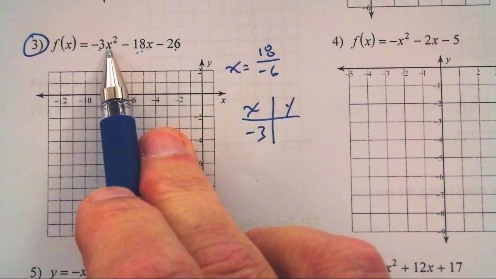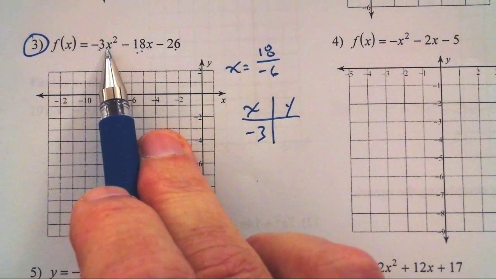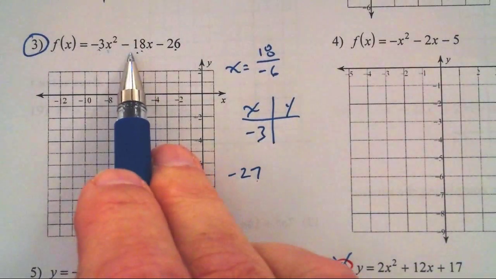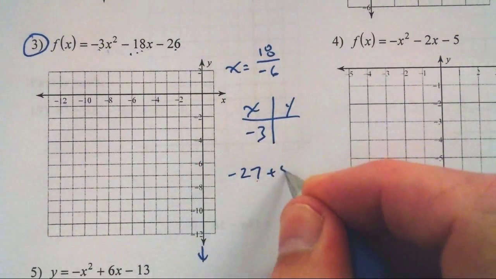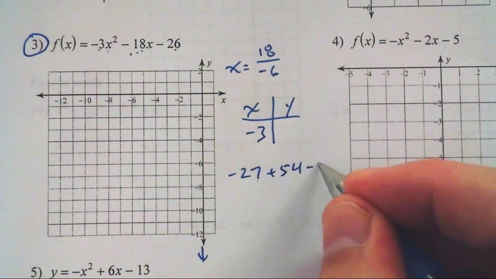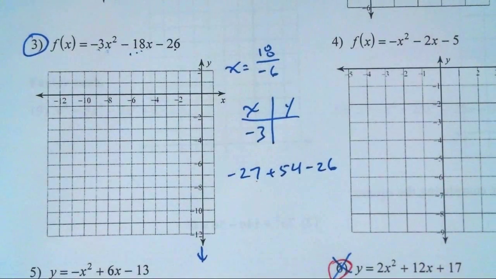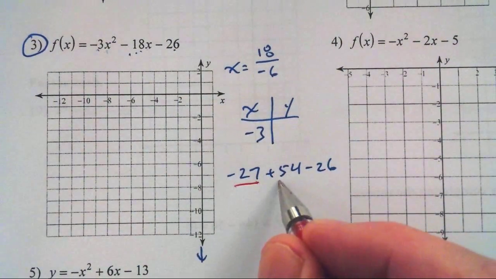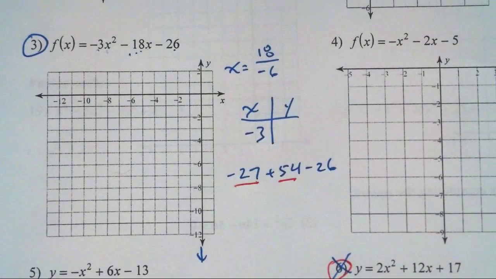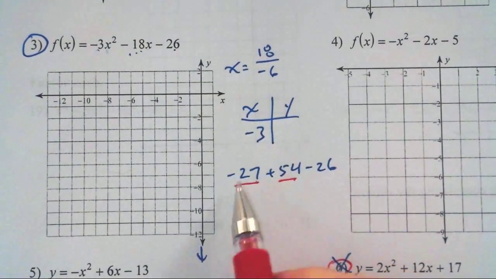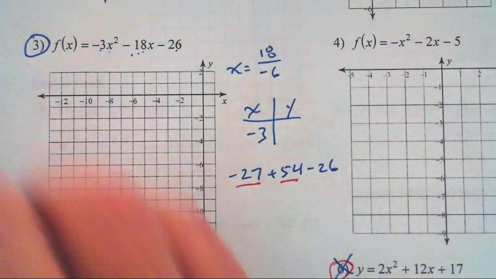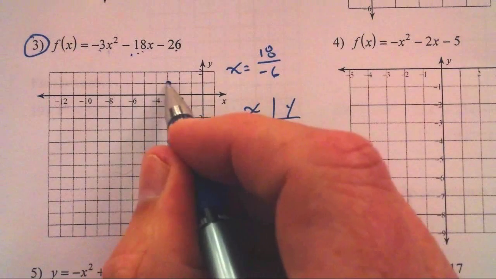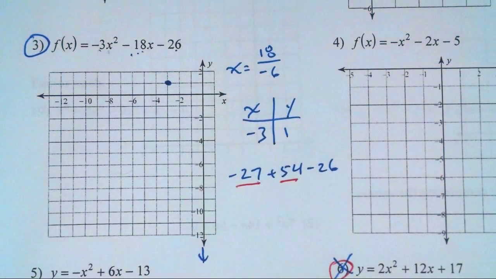But I put in -3. Let's go through that one. Let's make sure we're good on this. -3 squared, 9 times -3, -27. -3 times -18, positive 54, and a -26. And I mentioned this the other day. If we write all of those terms out, this first term will always be half the second, and they'll always be opposite signs. So when I combine these, I just get positive 27 minus 26, I get 1. So we are at -3, 1. All right?